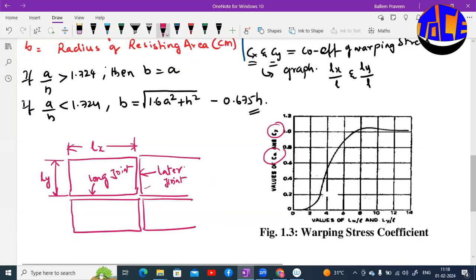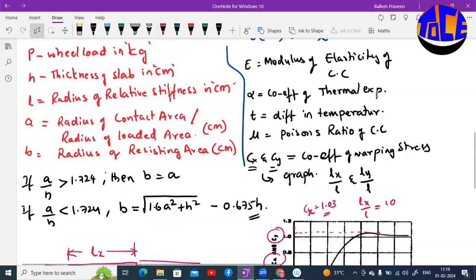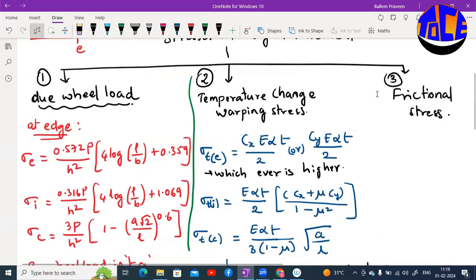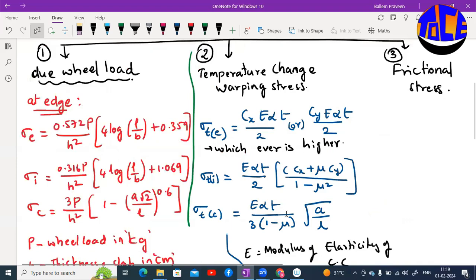And suppose you get Lx by L as 10. So this line you have to take, and it intersects the curve here. That means your Cx value will be slightly above that, maybe 1.03. Like that, using this graph, we are going to calculate Cx and Cy. I hope it is clear. You need to memorize these equations to find the warping stresses, or stresses due to temperature change, for rigid pavements.